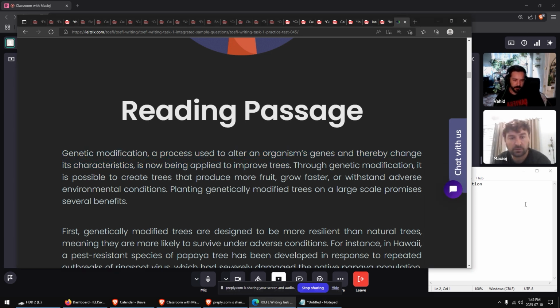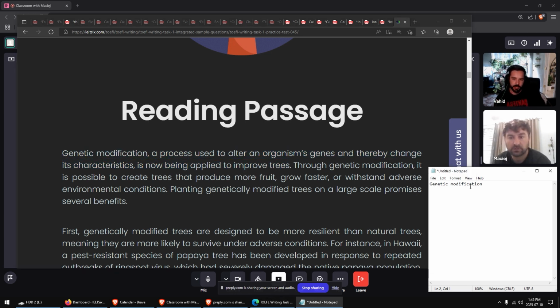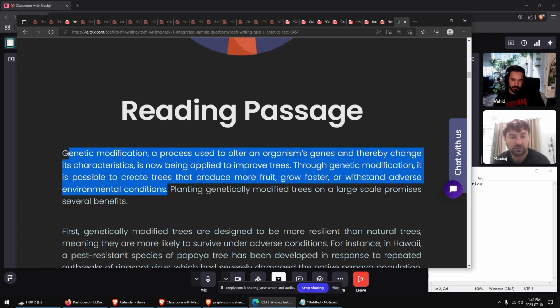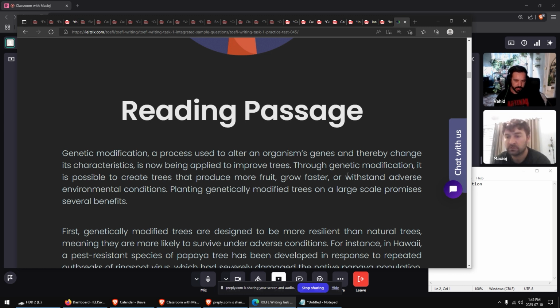You can say genetic modification is when we change the genes of the trees to create trees that produce more fruits, grow faster, and withstand bad weather. Very nice. So you combined the 2 sentences, which is fine. So this is actually the reason why we do it. So we change a tree's organism to create more productive, stronger, and better plants.